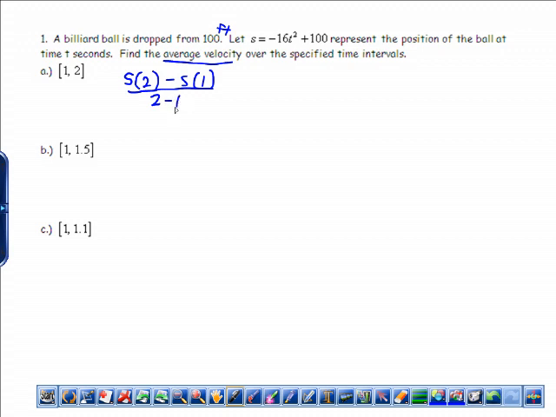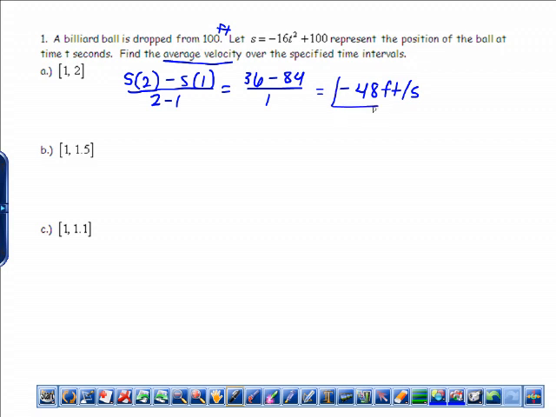Now this should remind you of 2 different things. It should remind you of average rate of change, which we saw this semester. It should also just remind you of the simple slope formula. So you can use your calculator on here. S of 2 gives you 36 feet, and S of 1 is 84. Then we're going to divide that, in this case, by 1, and that's going to give us negative 48, and we're going to put it in feet per second.